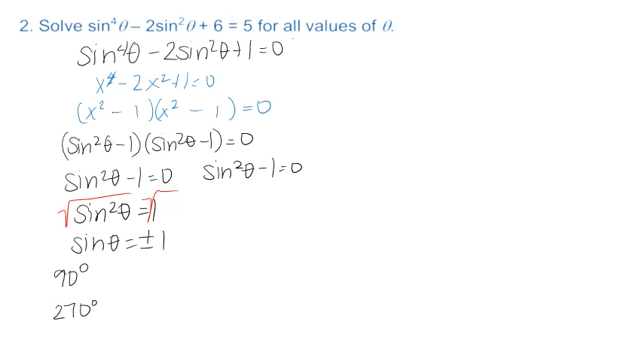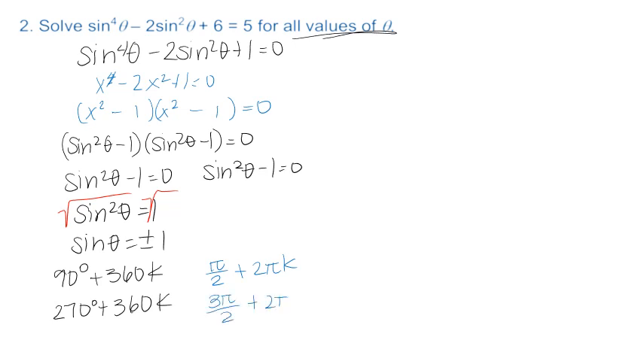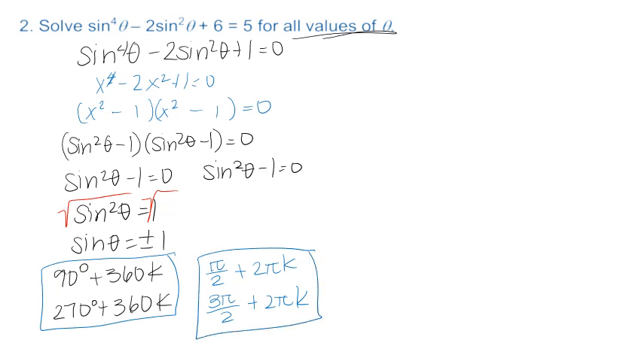Okay, because it says for all values, we want to add plus 360k. Just as a side note, we could also write this in radians, just to show you how to do that. This would be at pi over 2 plus 2 pi k. 2 pi is the same as 360. And then at 3 pi over 2 plus 2 pi k. All right, so either of those answers would be a perfectly acceptable answer.